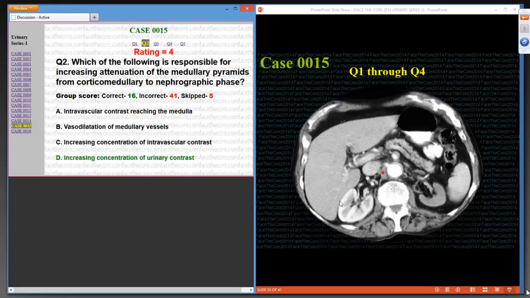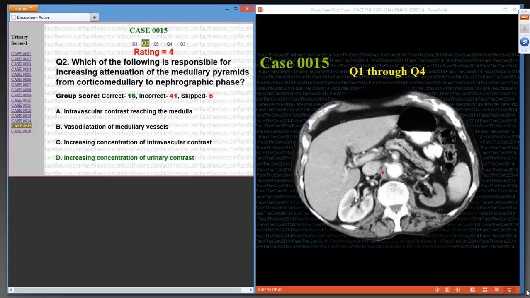And the question is, what is it that is making them bright? You may or may not have thought about it, what happens? Is there delayed blood supply to the pyramids? Shouldn't be. The contrast is going in. It should supply the whole organ. Is there a vasodilatation of the medullary vessels? Doesn't make sense. And there is no increasing concentration of intravascular contrast.